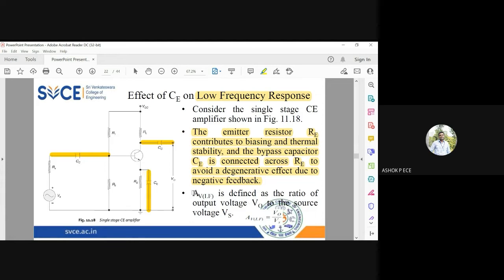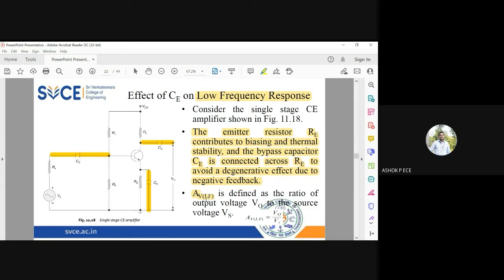So I'm going to define AV as the voltage gain, and these capacitances will have effect only in the low frequency, because at high frequency these capacitances will effectively become short circuit. So at low frequency only we are going to analyze what is the effect of these capacitances on the voltage gain of the common emitter amplifier. Usually we define voltage gain as AV. Here I'm going to define it as AVLF. LF indicates my low frequency.